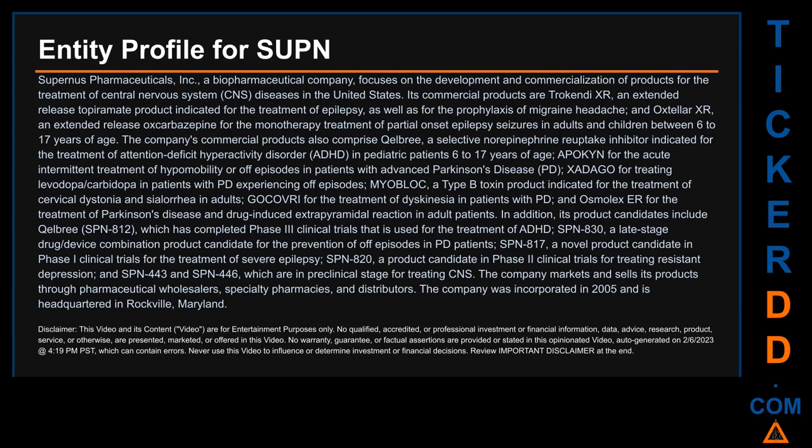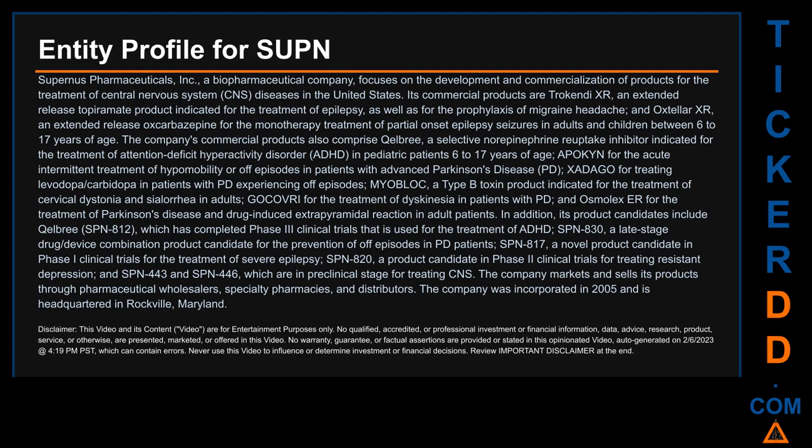The company's commercial products also comprise Qelbree, a selective norepinephrine reuptake inhibitor indicated for the treatment of attention deficit hyperactivity disorder (ADHD) in pediatric patients 6 to 17 years of age, Apokyn for the acute intermittent treatment of hypomobility or OFF episodes in patients with advanced Parkinson's disease (PD), XADAGO for treating levodopa-carbidopa in patients with PD experiencing OFF episodes, MYOBLOC, a type B toxin product indicated for the treatment of cervical dystonia and sialorrhea in adults, Gocovri for the treatment of dyskinesia in patients with PD, and Osmolex ER for the treatment of Parkinson's disease and drug-induced extrapyramidal reaction in adult patients.